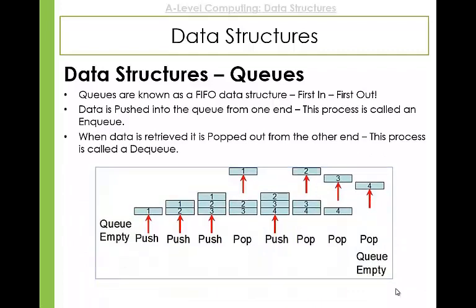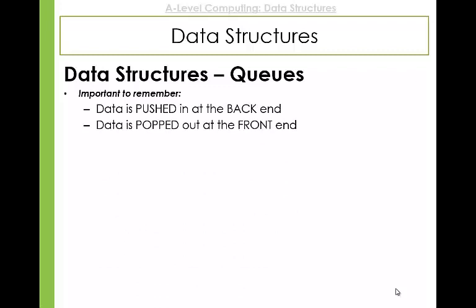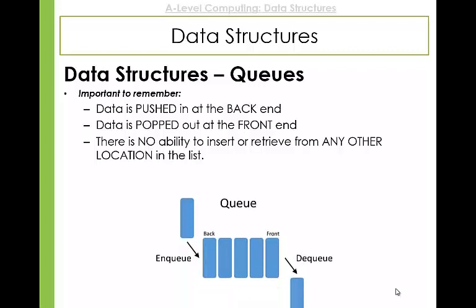So here you can see an example. We push the values in, and as new values get pushed, the first value that was pushed in goes higher and higher up that pecking order. And if we want to pop a value out, the first value that was pushed in is also popped out. So it's just like a normal queue that you would have if you're waiting to be seated at a restaurant. If you're first in the queue, you're going to be first out of that queue. So data's pushed in at the back end, data's popped out at the front end, and there's no ability to insert or retrieve from any other location in the list.